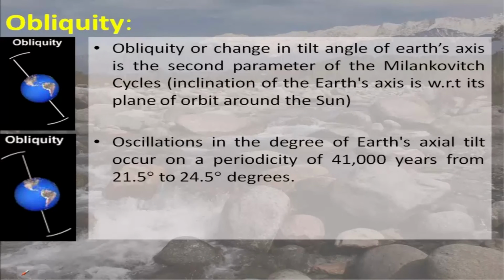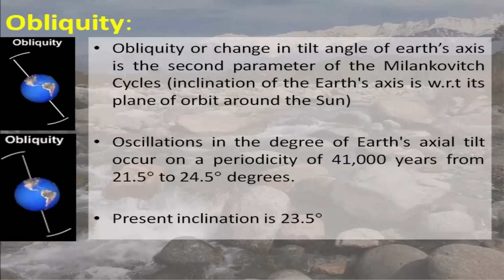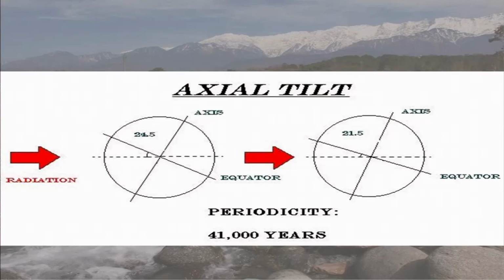So, when it reaches 24.5 degrees, the climate definitely will change, because the radiation received from the Sun by the Earth will vary. So, this is another parameter which will affect the climatic conditions on the Earth. This is the axial tilt which has been shown, which takes almost 41,000 years, and the first one was eccentricity, which takes 1 lakh years.